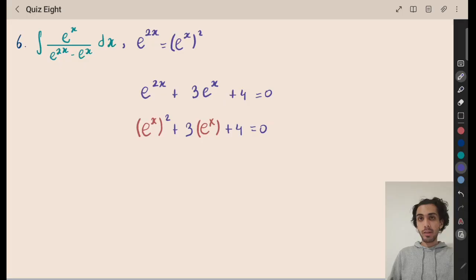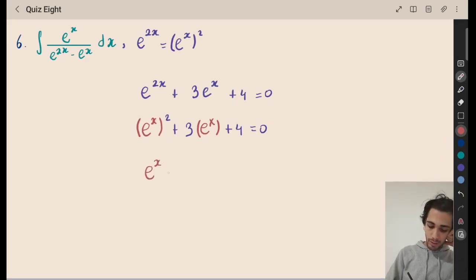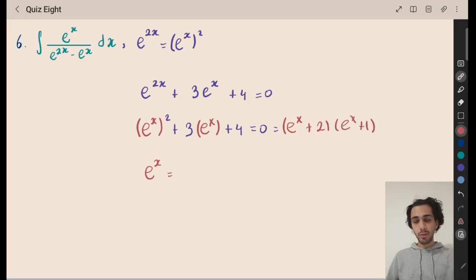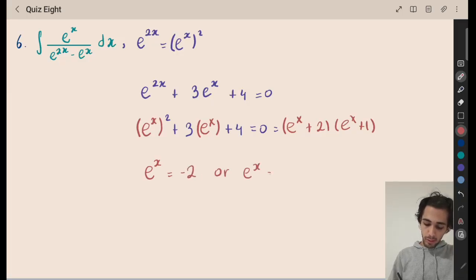And then this is very nice because it's a polynomial, but it's not a polynomial in x, it's a polynomial in e to the x. So it's like I do x squared plus 3x plus 4. And if I'm solving this, if I factor this out first, I get e to the x plus 2, and then e to the x plus 1, right? You can check this yourself. Then in this case, e to the x is either equal to minus 2 or e to the x is equal to minus 1. And then you solve for x.